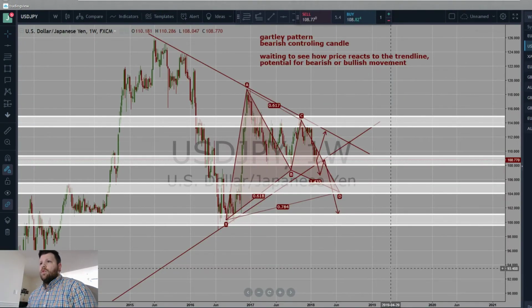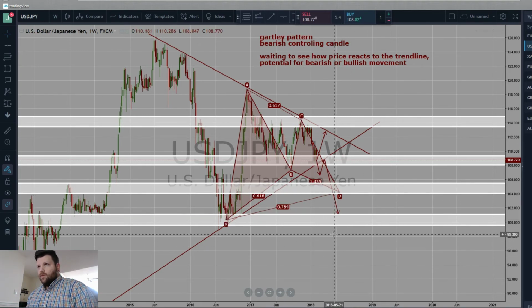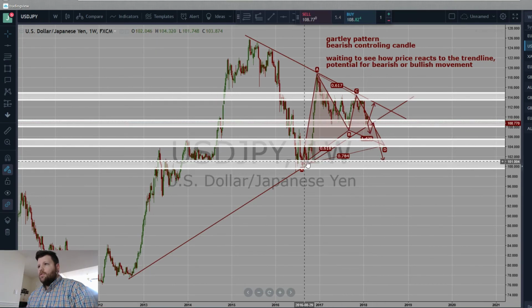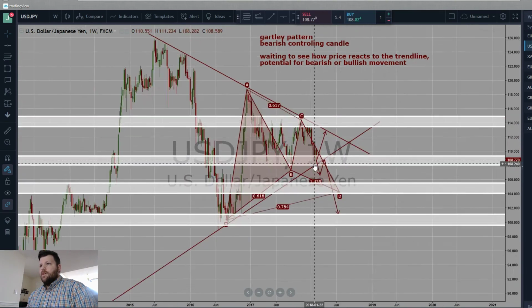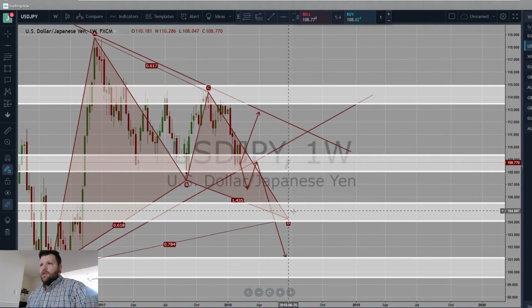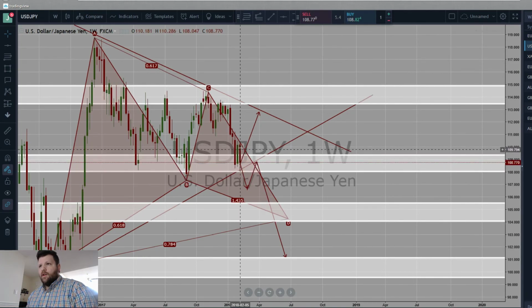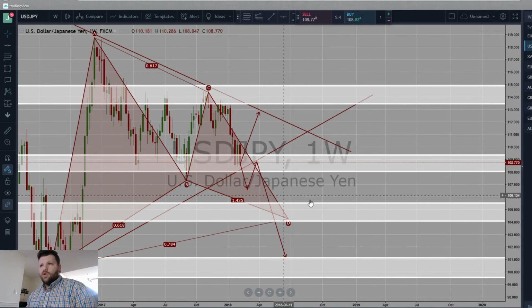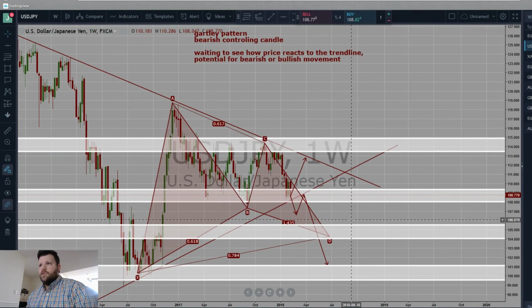Alright, now looking at UsdJpY on the weekly time frame, you will see we have a number of zones drawn. We do have a Gartley pattern that is drawn as well. We have a very strong trend line drawn on the bottom and on the top, a nice wedge, and as we zoom in, maybe hard to see, you will see that last week's candle was very bearish. However, the previous week's bullish candlestick did not engulf the week before that, so the controlling candle is still bearish.